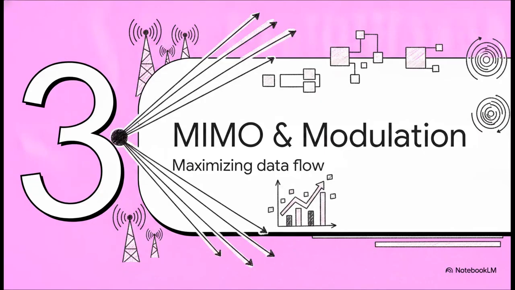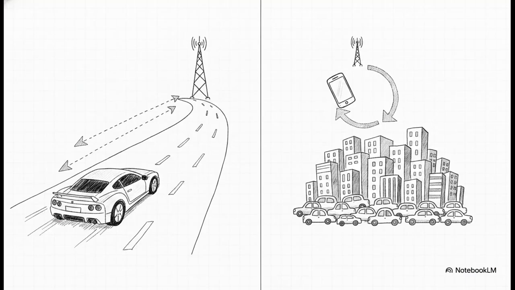Moving right along to Section 3, MIMO technologies and modulation types. Maximizing data flow. To see exactly how those variables work in the real world, we first have to look at transmission modes within a multiple input, multiple output, or MIMO system. The field notes highlight 2 really distinct modes here.